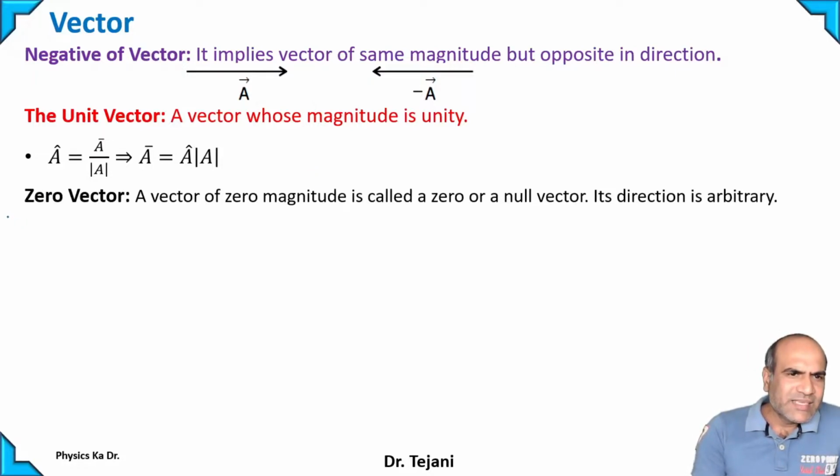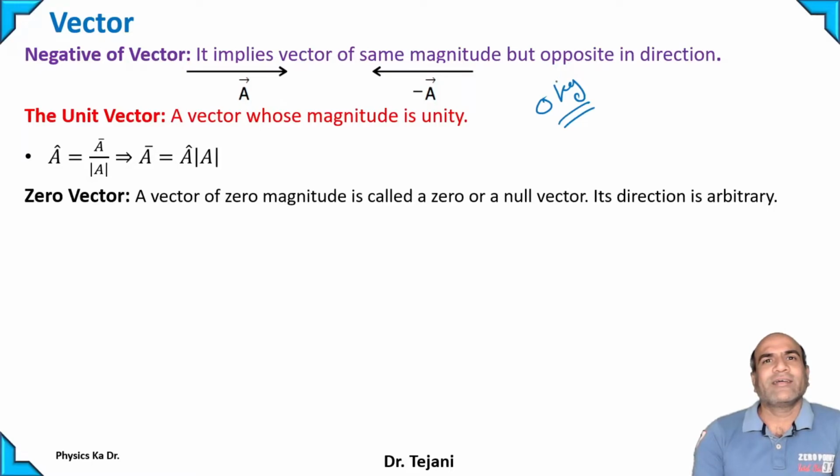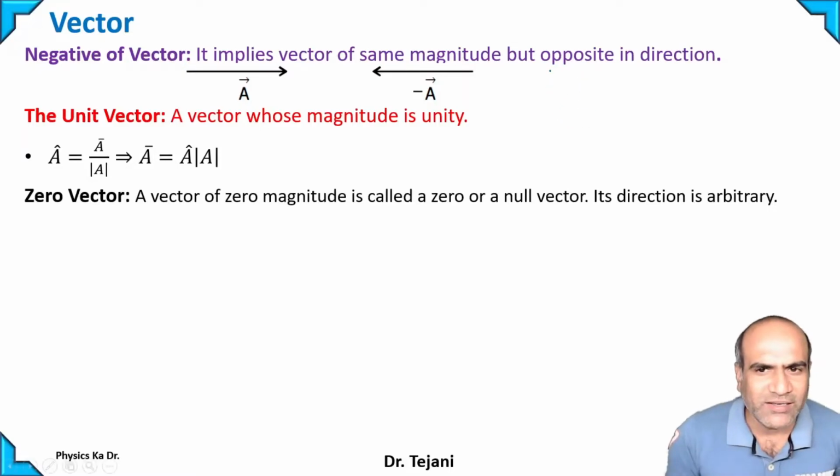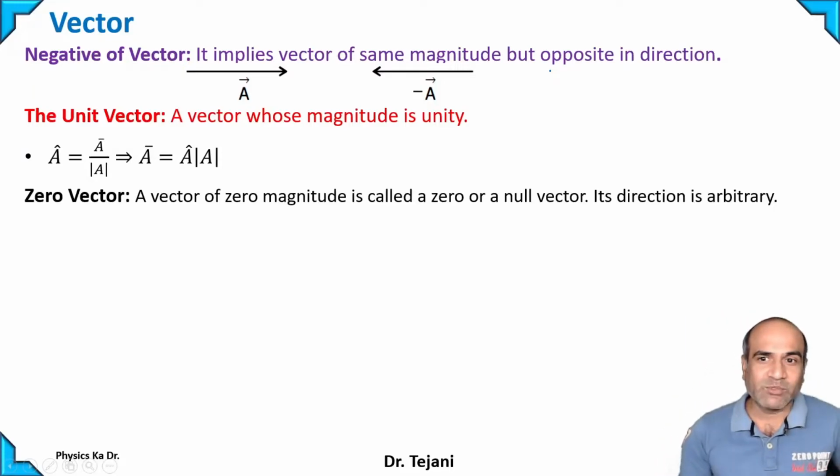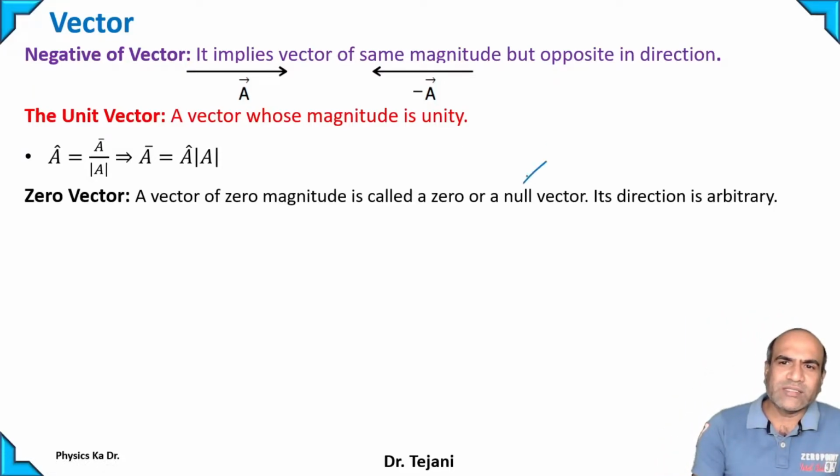Now next is zero vector. Zero vector means its magnitude is zero, right? There is no magnitude. That means it's a zero vector. Why is it required? You just think and answer me why zero vector is required. Tell me why 0 kilogram is required. Similar case here: zero vector, but it is required in terms of physics. And it is also known as null vector, right?